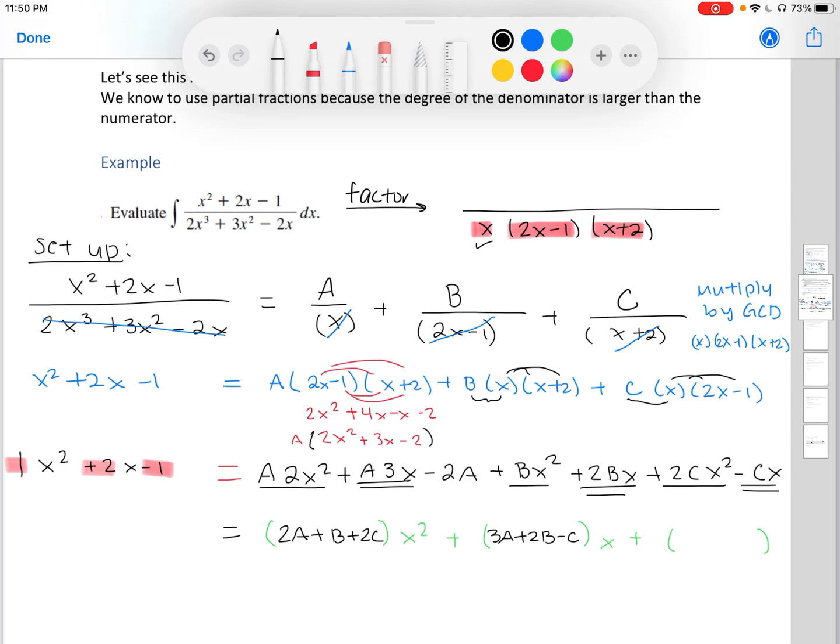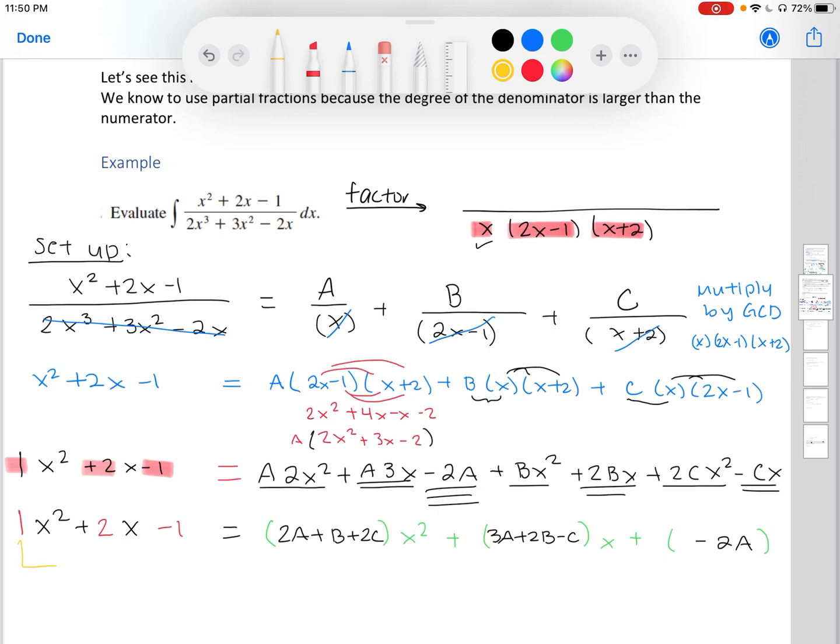And our constants, all that we have left is just that negative 2a. And we have that set up with 1 x squared plus 2x minus 1. So what we're going to do next is we're going to group them in such an interesting way. So they're equal to each other.